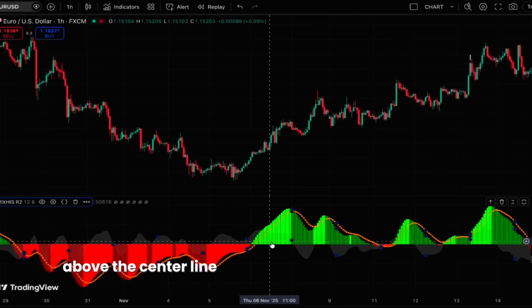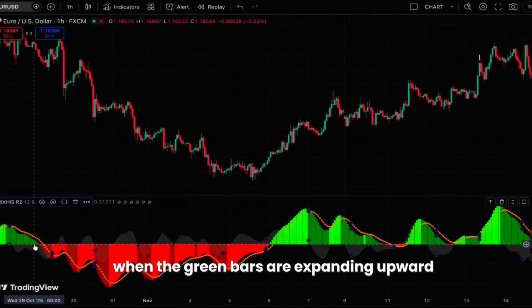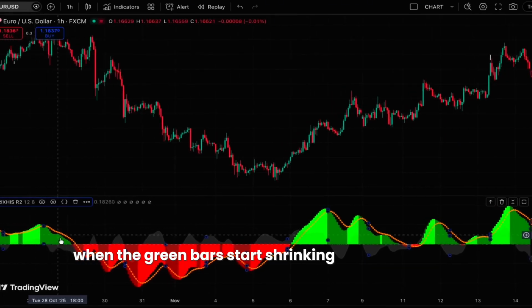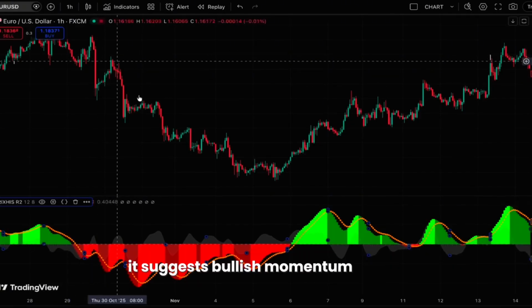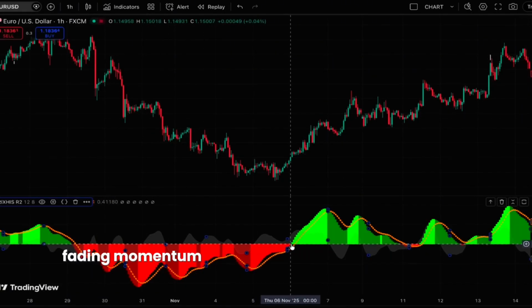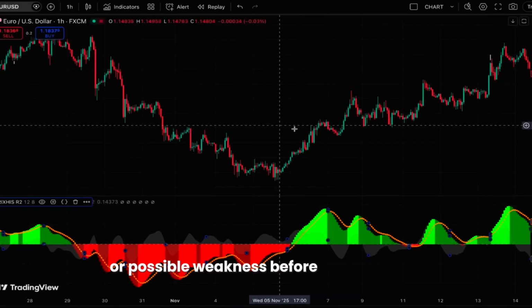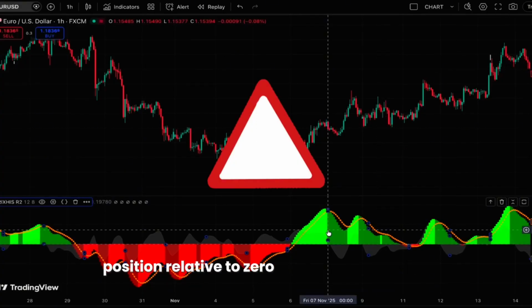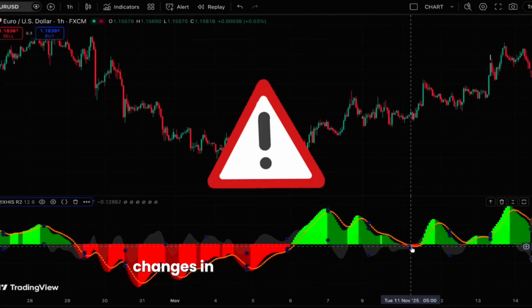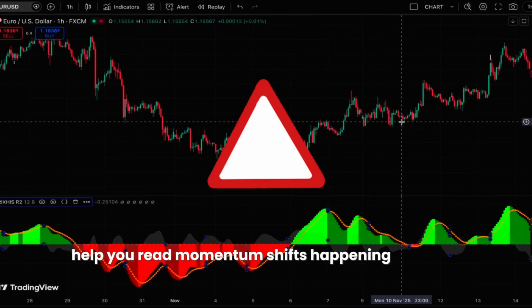Above the center line, you'll also see two intensities of green. When the green bars are expanding upward, it shows bullish momentum is increasing. When the green bars start shrinking towards zero and the tone darkens, it suggests bullish momentum is fading. And again, fading momentum up here can mean a pullback inside a larger uptrend, or possible weakness before a trend reversal. So think of it like this: position relative to zero tells you the trend bias. Changes in bar size and color intensity help you read momentum shifts happening inside that trend.